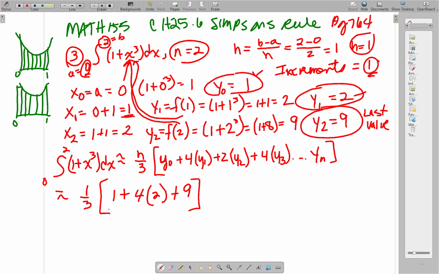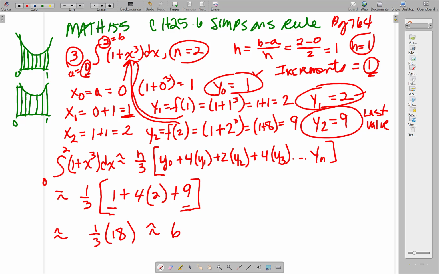So note that the first value and the last value are left as is. The middle ones are multiplied alternately, starting with 4, then 2, then 4, then 2, and so on. And this approximates 1/3 of 18, which will approximate 6.